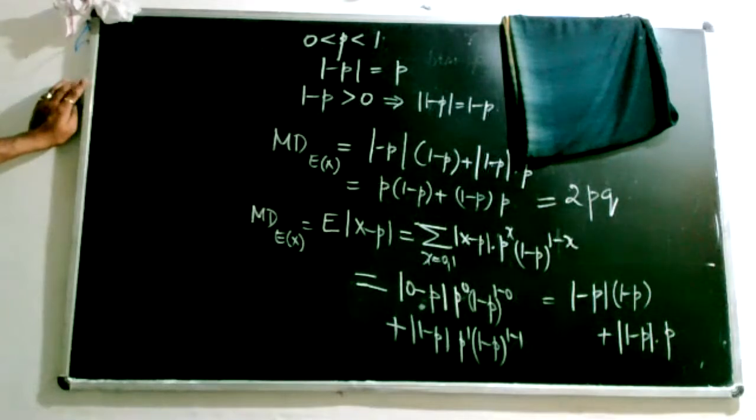Now, almost all the results are derived. I have given you the examples of Bernoulli trial and Bernoulli distribution variable. We'll look into that.